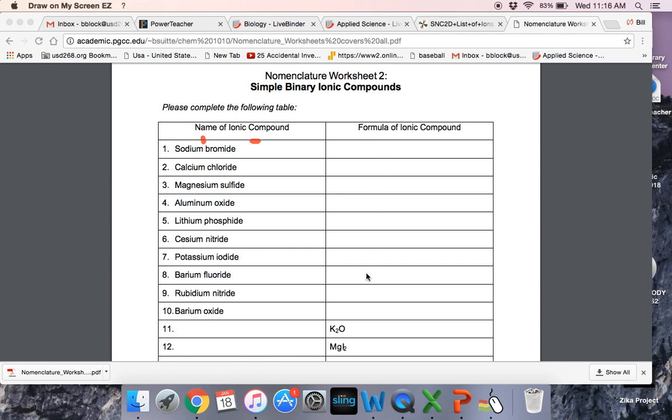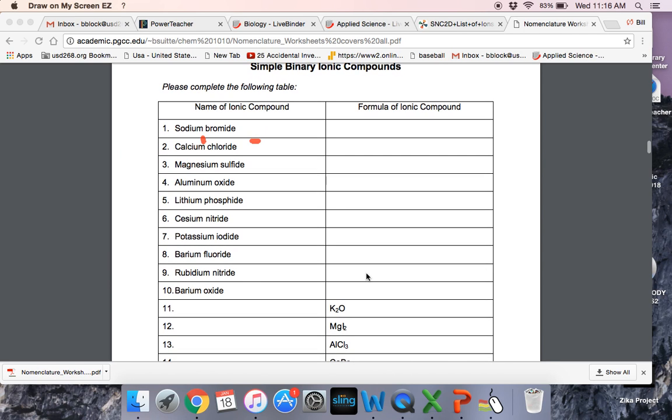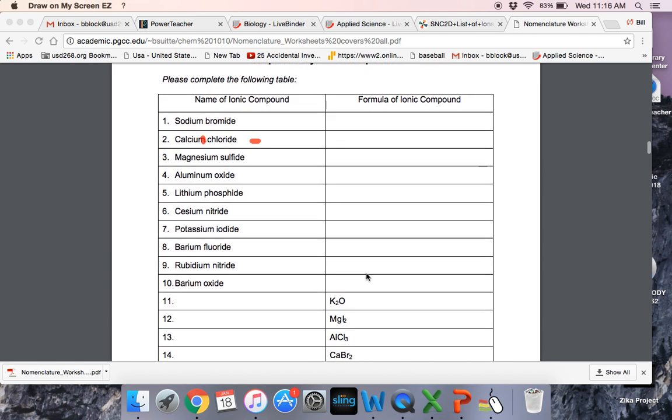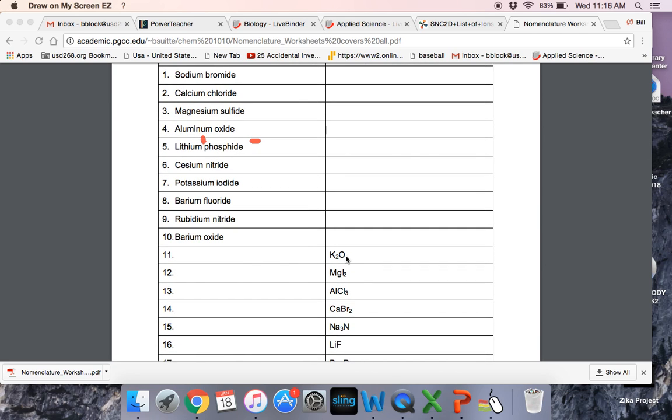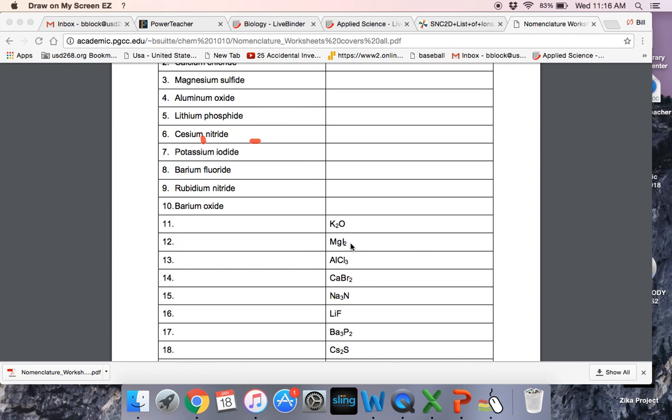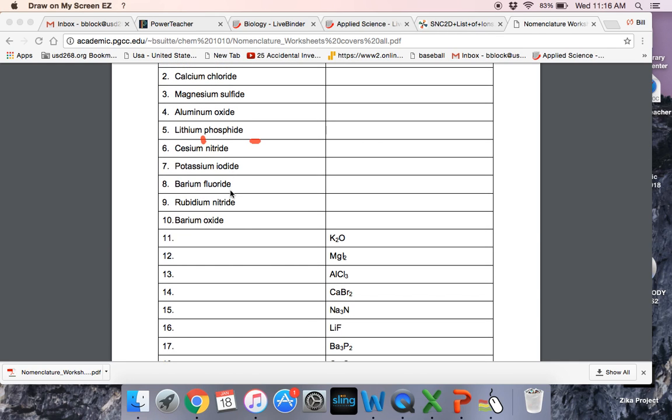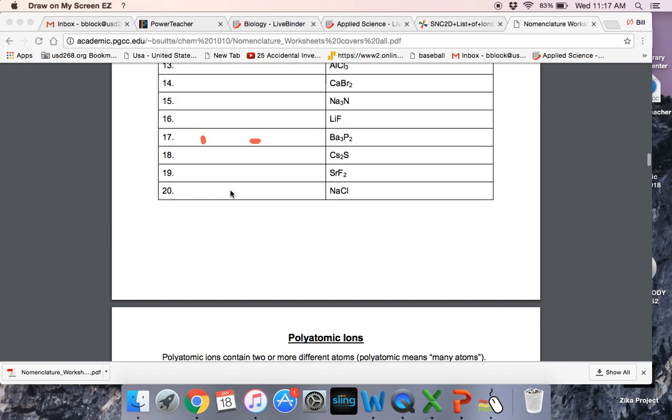Okay, so we take sodium and bromine, and remember when we name them, we just change the ending to IDE. So down here below, when we had to name them, we had potassium oxide, magnesium iodide, aluminum chloride, and so forth. Okay, so the biggest thing you had to do was make sure on these upper ones that you balance the charges, so that the net is neutral.